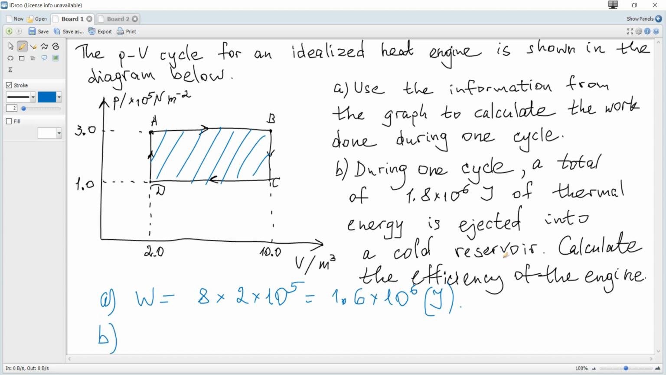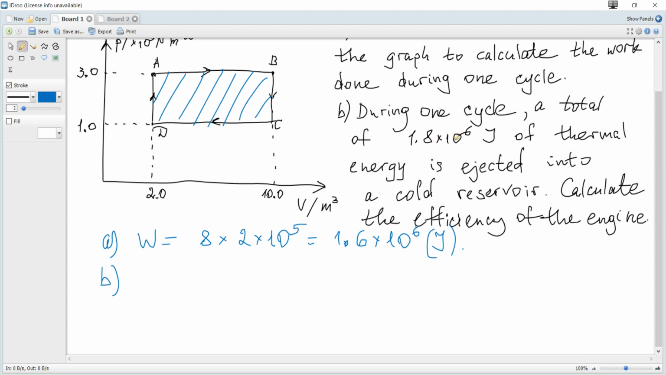The next, during one cycle, a total of 1.8 times 10 to the power of 6 joules of thermal energy is ejected into a cold reservoir. Calculate the efficiency of the engine. So efficiency, by definition, it's useful work divided by total energy in, and this work done by the gas during one cycle is the same as the useful work, equal to energy in minus energy out. It means thermal energy or heat, and divided by total energy in.